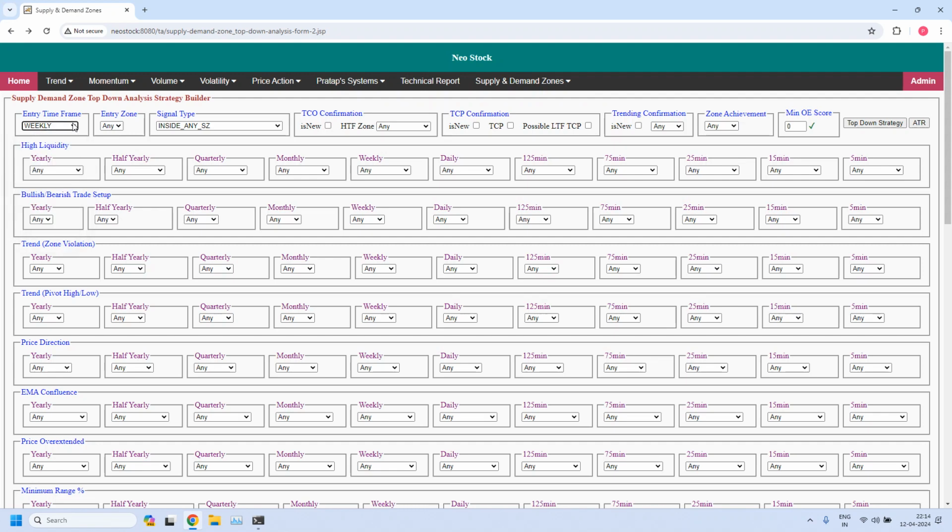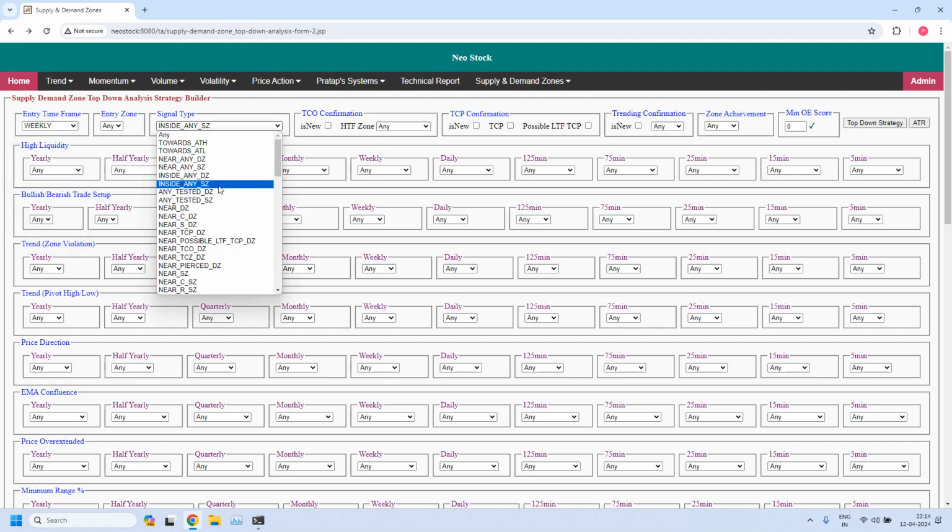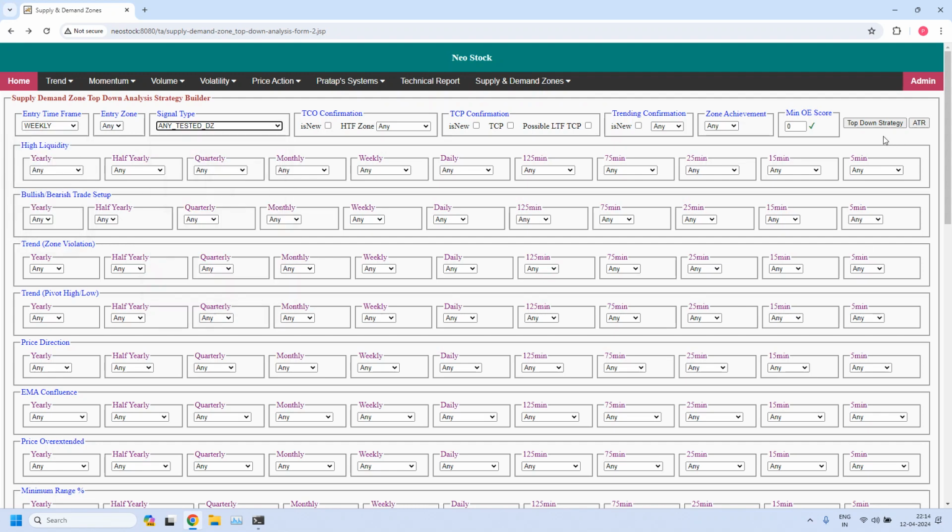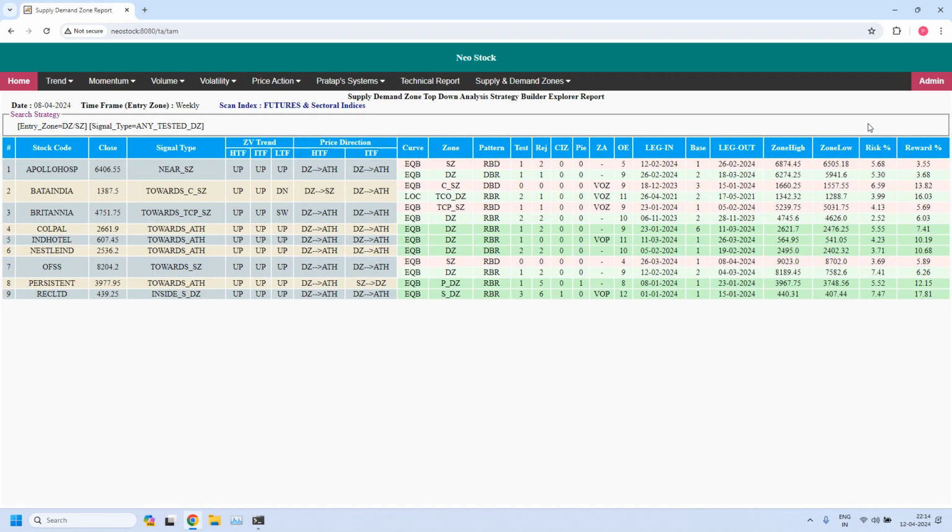For weekly time frame, let us find the tested weekly demand zones. So these 9 stocks were tested during this week. These 9 stocks having weekly demand zones are tested. Okay, let me go back.